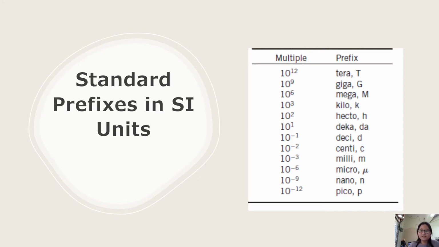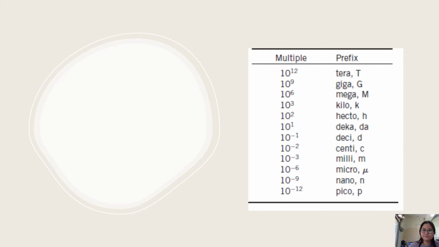So for the kilo, we can write this as 1 times 10 cubed, which is equivalent to 1, and this is the decimal point, and you count 3. 1, 2, 3. Put 0 for each. So this is equivalent to 1,000. So 1 kilo is 1,000.